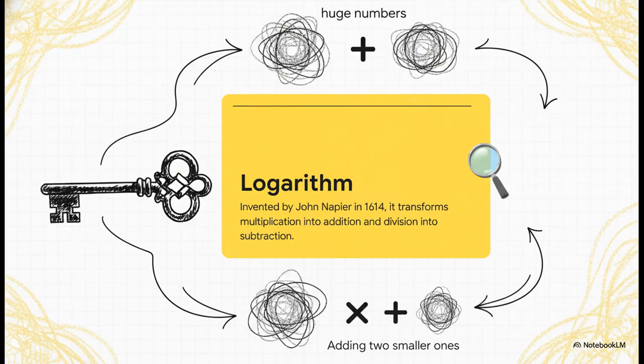This, right here, is the magic key. John Napier, the same guy who was complaining about how tedious multiplication was, figured out a way to bypass it completely. With logarithms, the absolute nightmare of multiplying two gigantic numbers becomes the simple task of just adding two smaller ones. This was a conceptual breakthrough of epic proportions.